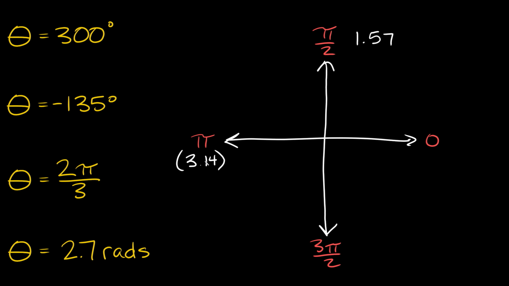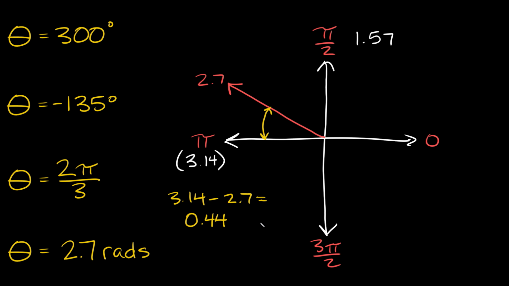It's actually closer to 3.14, so I'm going to draw it something like that. Let's say that's about 2.7 radians. In this case, the reference angle is the distance from this angle that we just drew to the x-axis. How far do we have to go to get from 2.7 to 3.14? We could just say 3.14 minus 2.7, which is equal to 0.44. So this distance right here, theta prime, is approximately 0.44.